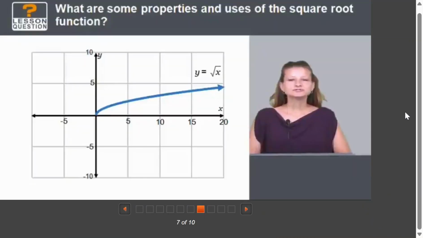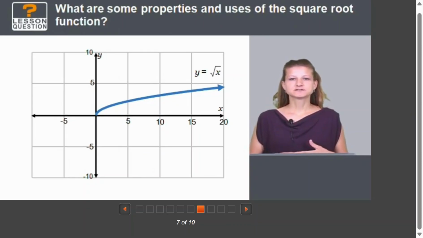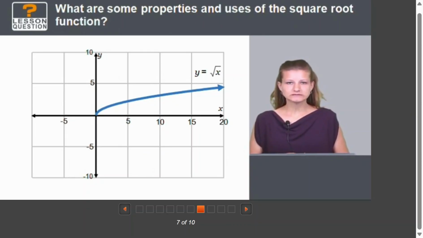In this lesson, you've discovered the significance of the square root function. Now that you've learned how to identify the principal square root, let's examine some of its properties. What are some properties and uses of the square root function?